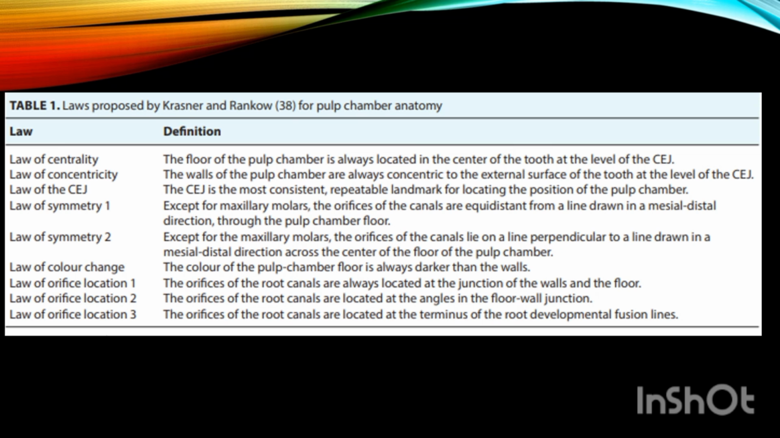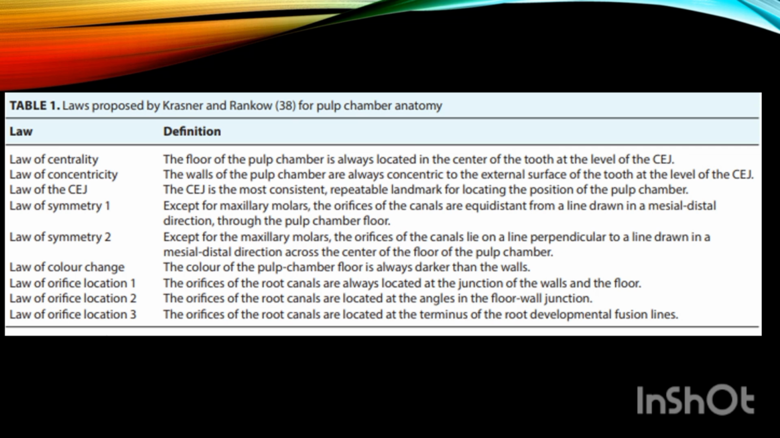Now let's see the law of concentricity. Concentricity means that the walls of the pulp chamber are always concentric, or they always coincide with the level of the CEJ. So one landmark point should be your CEJ. Once you reach the CEJ, the next step that you take will be into the pulp chamber. So that point should be in your mind when you prepare a cavity.